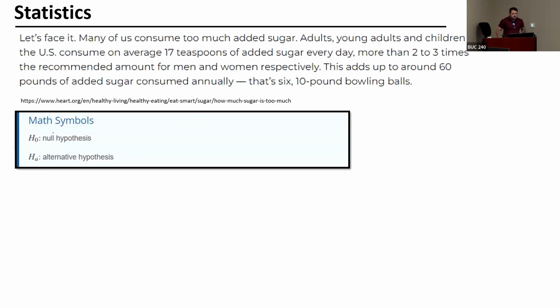Let's face it, many of us consume too much added sugar. Adults, young adults, and children in the U.S. consume, on average, 17 teaspoons of added sugar every day, more than 2 to 3 times the recommended amount for men and women, respectively. This adds up to around 60 pounds of added sugar consumed annually. That's 6 10-pound bowling balls of sugar. And that's an actual study.